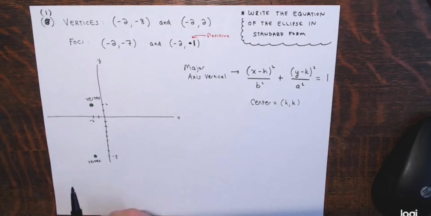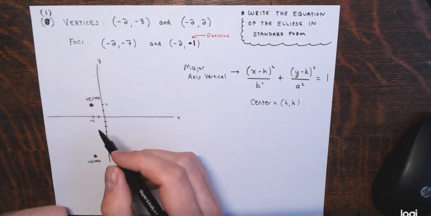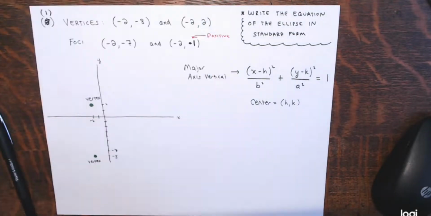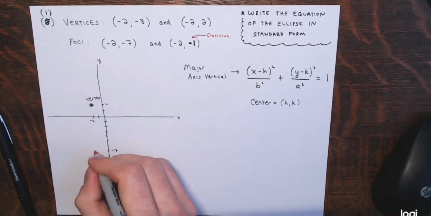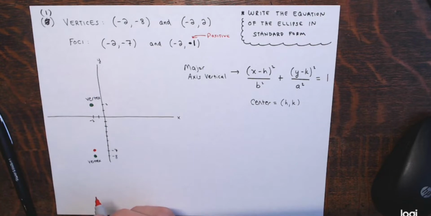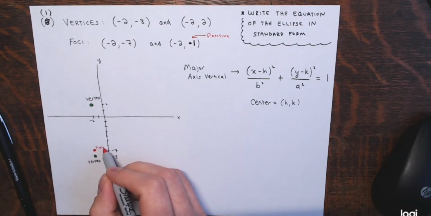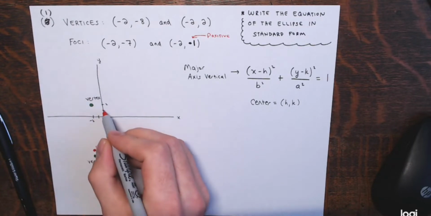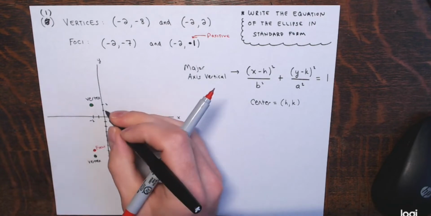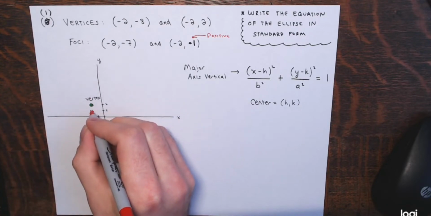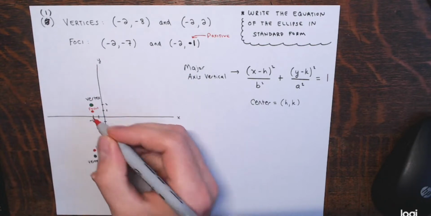All right, and then I'll label where the foci are as well. We have -2, -7 is where one focus is. Now I'm putting this in a different color because it's not actually a solution to the equation. Remember, the foci and the center are not actually on the ellipse. So there's a focus. And then -2, 1 was the location of the other focus. And not on the ellipse.